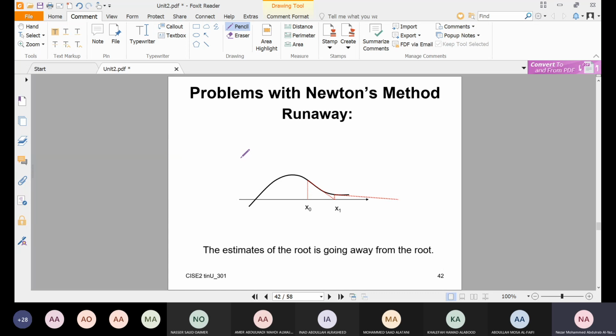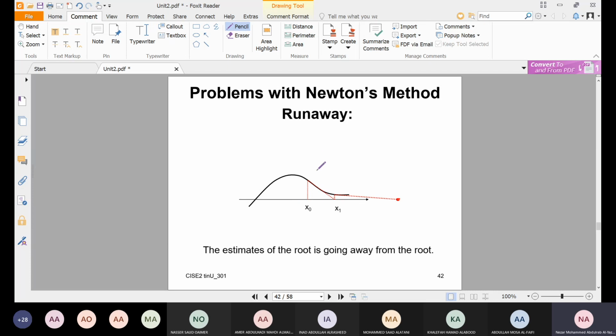Also, a problem with the Newton method is runaway, like this one. The estimate of the root is going away from the root. I start from this initial guess, and after that we have the initial guess at this point. The slope comes to this point, but the slope is running away from the root that we want to compute. So it picks up another root away from this one. So we call this runaway estimation. Okay, our estimation runs away from the correct or the sample root that we want to find.